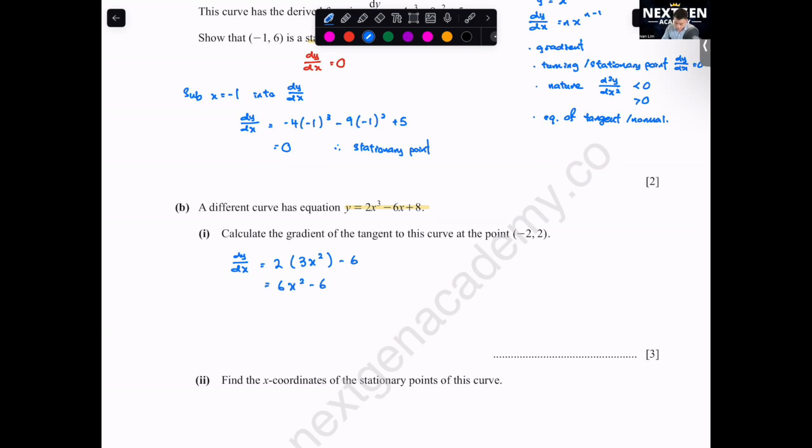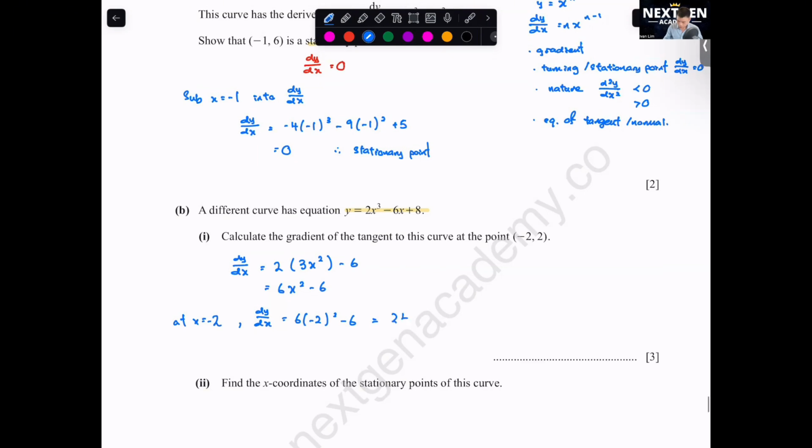Then you're going to substitute x equals -2 into your dy over dx. So 6 times (-2) squared minus 6, because they say at the point. Normally, you just need to substitute your x value only. Okay, so 6 times 4, 24, minus 6 will be equal to 18.